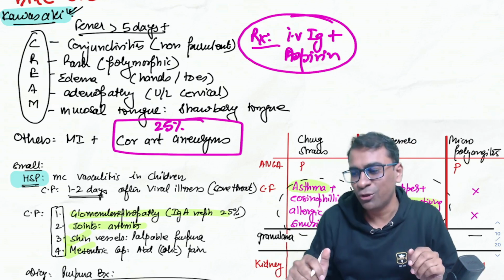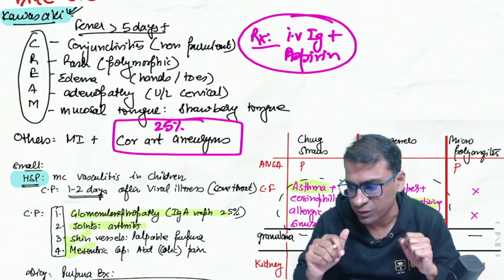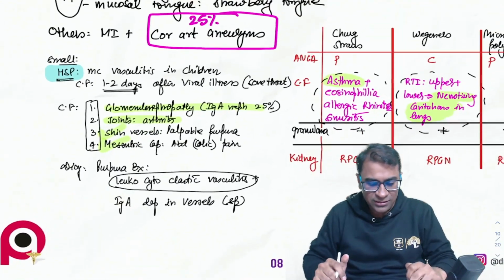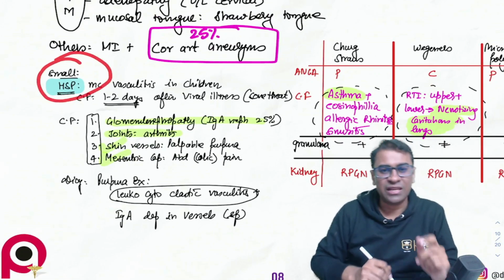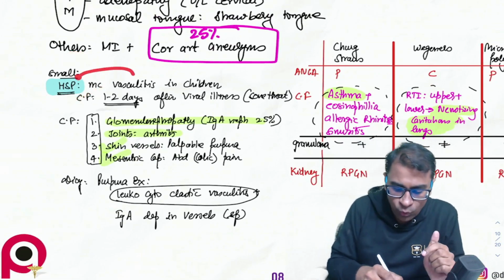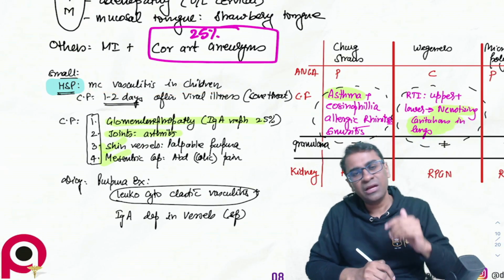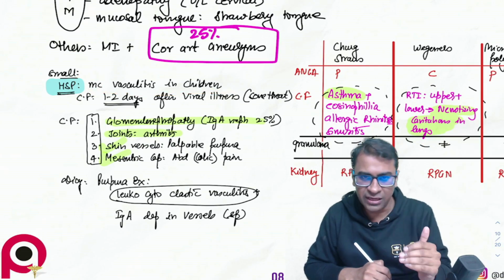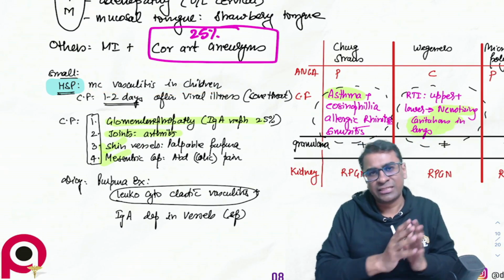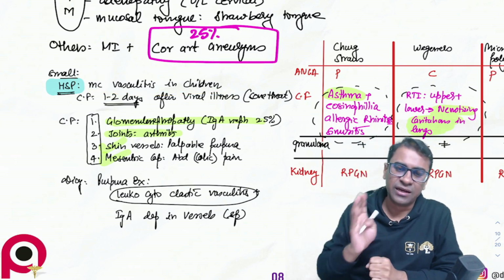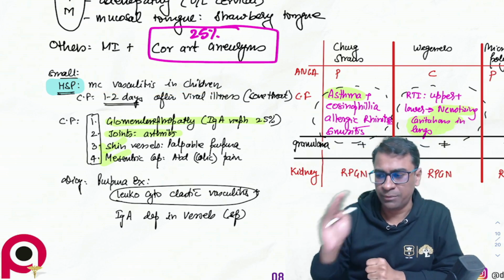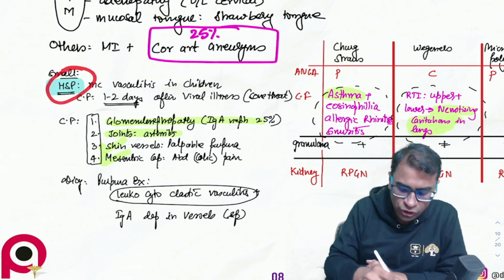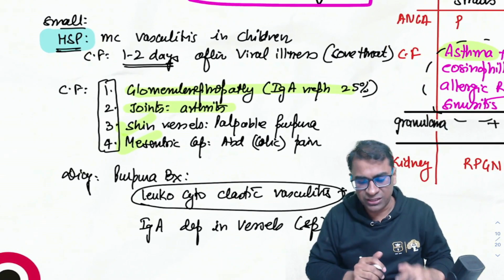Therefore, you must know this. Okay. Next is Henoch Schönlein Purpura. This was last year's NEET PG question: most common vasculitis in children. I understand many textbooks say Kawasaki, but according to the textbooks of Harrison and Nelson, the answer is Henoch Schönlein Purpura. So Henoch Schönlein Purpura is the most common vasculitis in children.